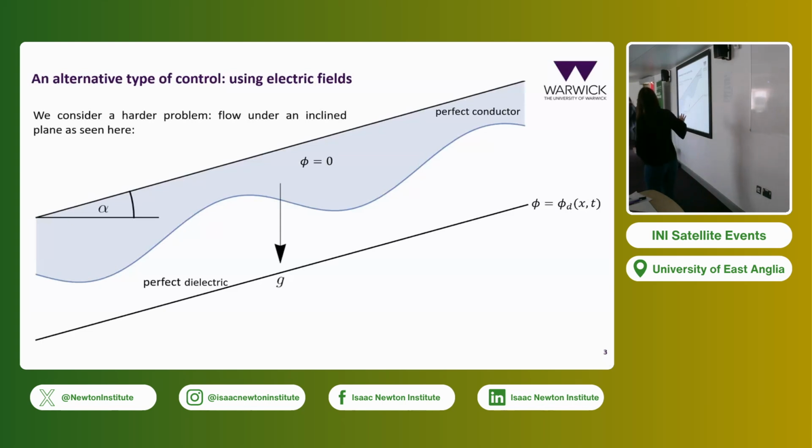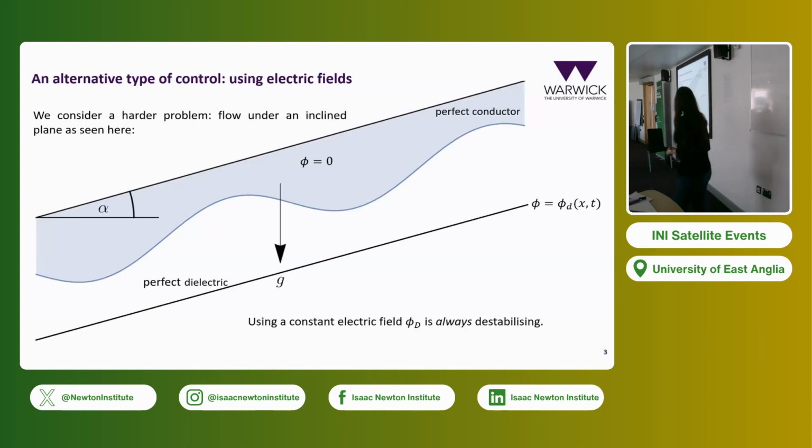But yeah, the problem is very simple, but now your forcing term comes from this electric field. So this is the thing that I can control. And Dimitrios already talked a bit about this a couple of days ago. If you apply a constant electric field, this is always destabilizing. But we can try and make this vary in space and time, and see what happens.